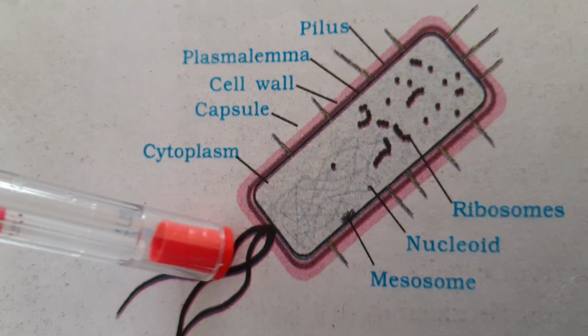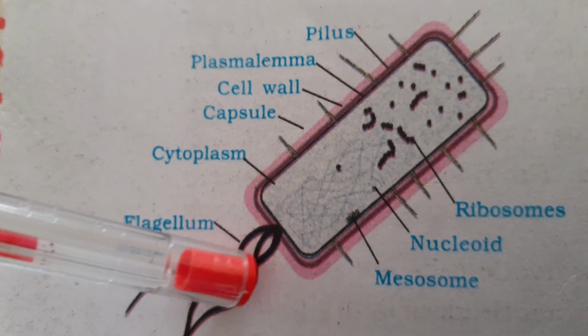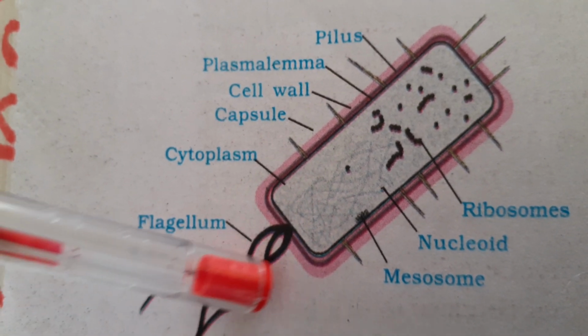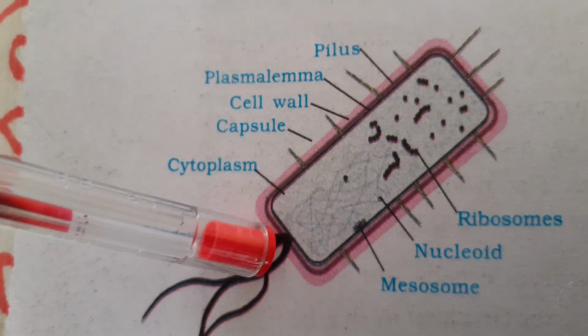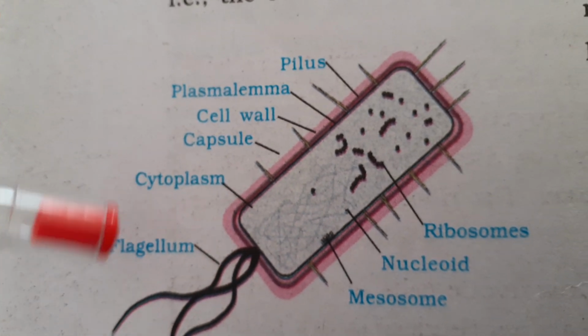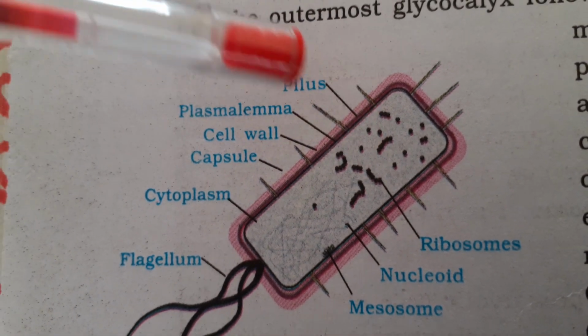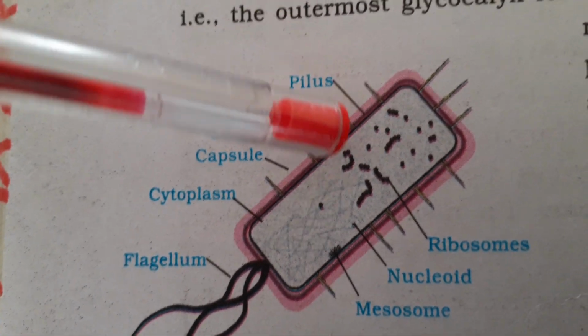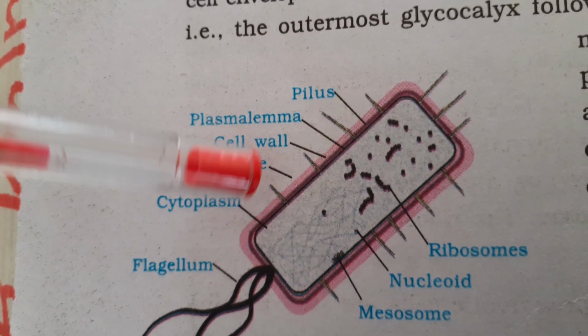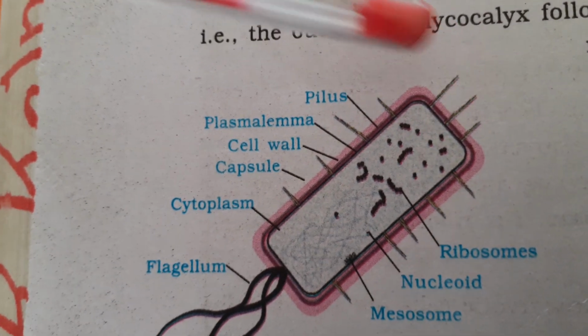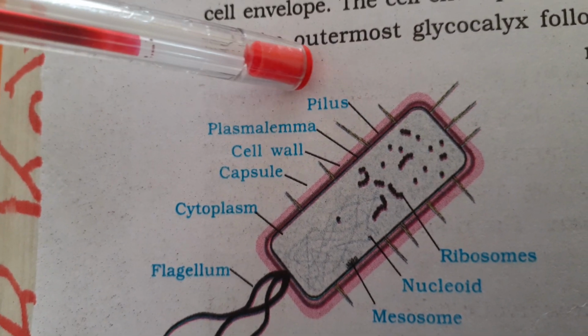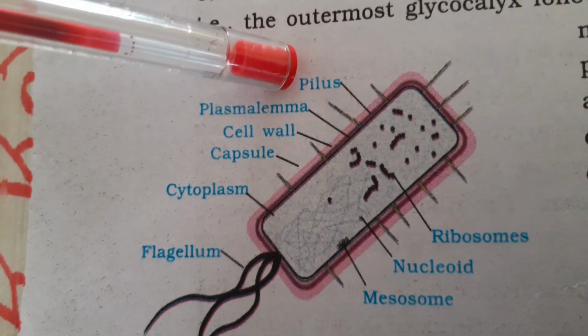Can you see the flagella? This is the one which helps in the motility of the bacteria. The bacteria will move with the help of the flagella. There are other sharp structures. Can you see them on the body of the bacteria? Like needles, some are short, some are long. These are called pili. Pili help in reproduction.